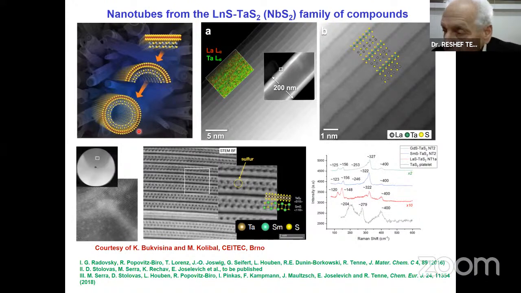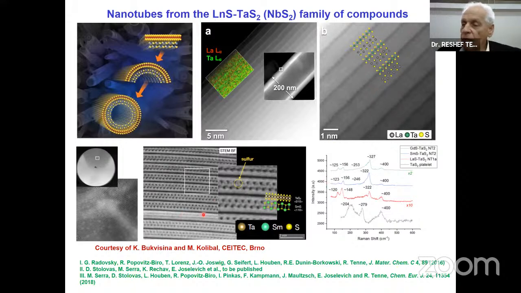And once we learned this mechanism, we could produce as many as perhaps 50, if not hundreds, of nanotubes from different misfit compounds, first ternary and now quaternary, and we are progressing. I'll show you one or two examples of this. So here is a high-resolution structure of a lanthanum sulfide, tantalum disulfide nanotube. You see beautifully the superstructure: one layer of hexagonal, one layer of rock salt, tantalum sulfide, lanthanum sulfide, tantalum sulfide, lanthanum sulfide.